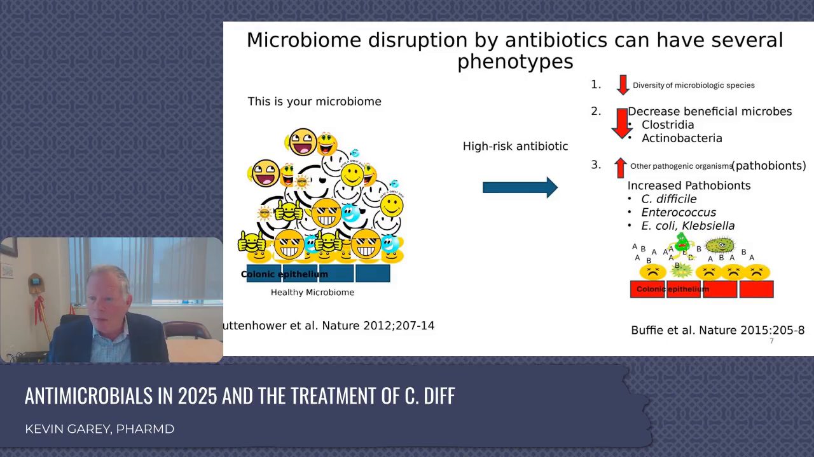And this is a term known as pathobionts. The poster child of a pathobiont is C. diff. About 3% of us are colonized with C. diff naturally. It's only when it produces toxins that it causes disease. But Enterococcus would be another big one, and Gram-negatives like E. coli and Klebsiella. So you can get an increased proportion of pathobionts.